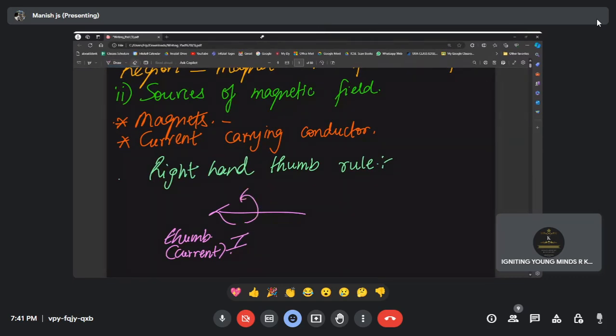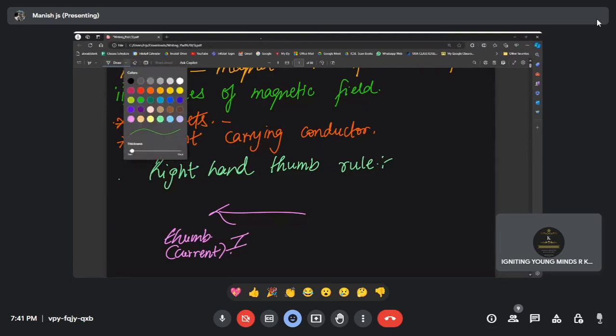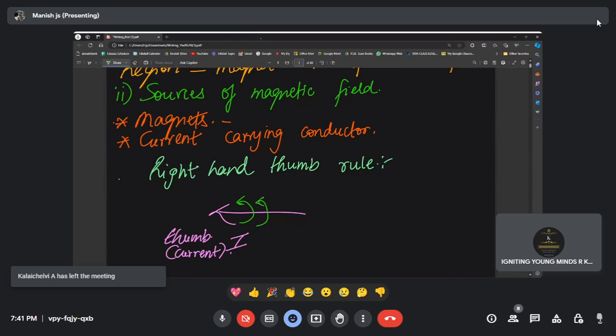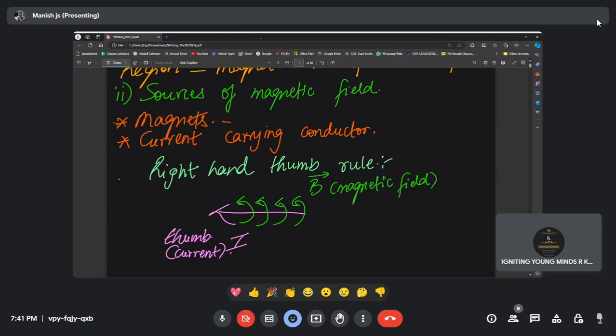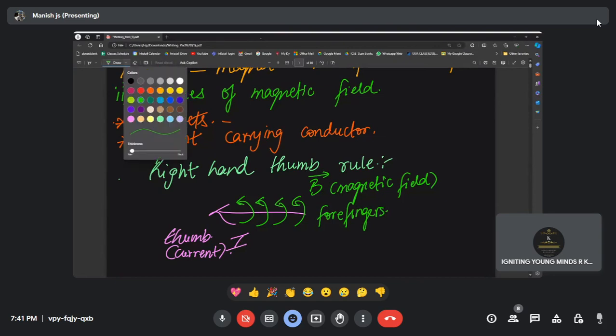Let me use a different color for this. They are represented using coiled lines, curves rather, like this. So these are the remaining four fingers. Now these remaining four fingers indicate the magnetic field. It is given by the vector symbol B bar. So this is representing the magnetic field, which is basically the four fingers.